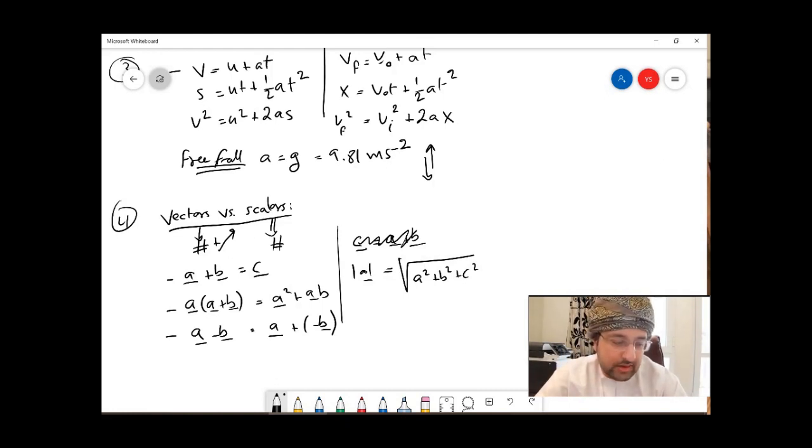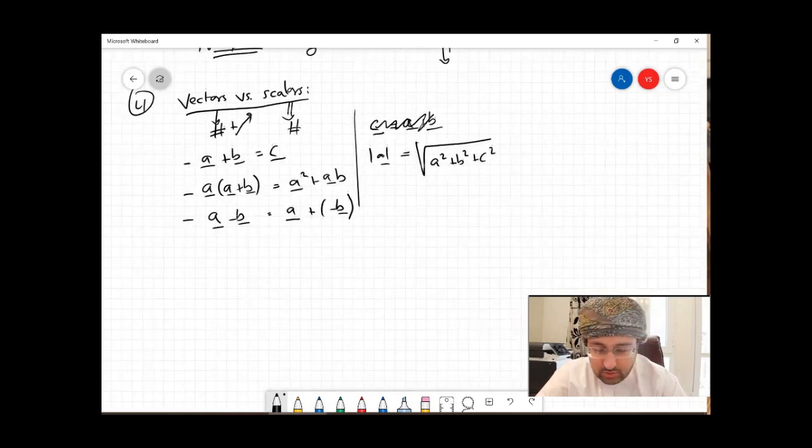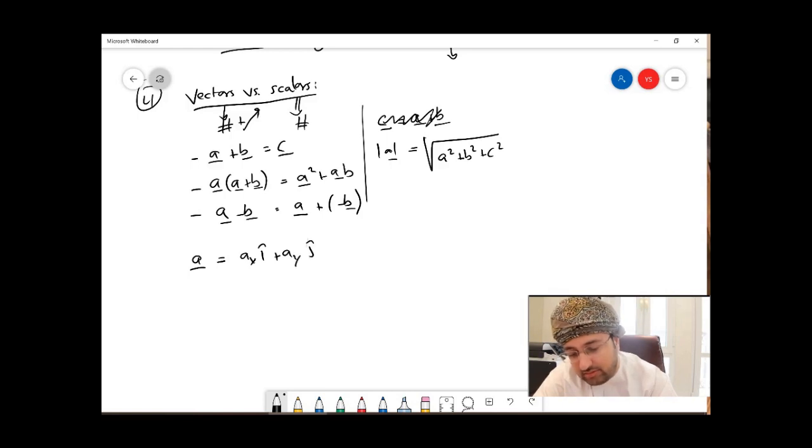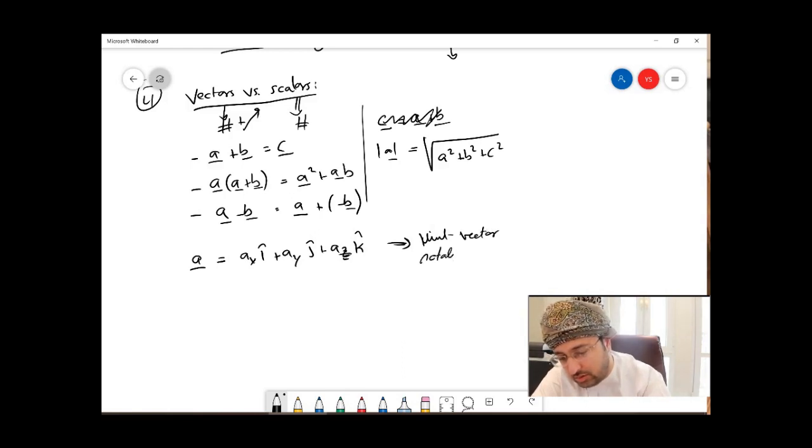Okay, now the last thing we did is we said, well, before that we introduced the idea of the unit vector. We said a vector can be given as some component in the i direction plus some component in the j direction plus some component in the k direction. And we said this is called unit vector notation. Okay.